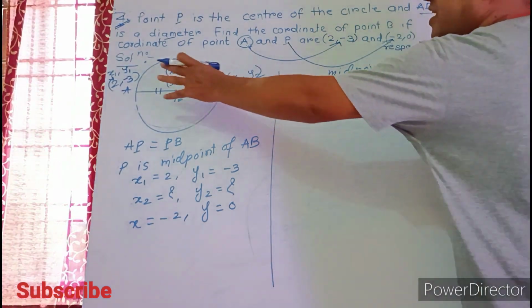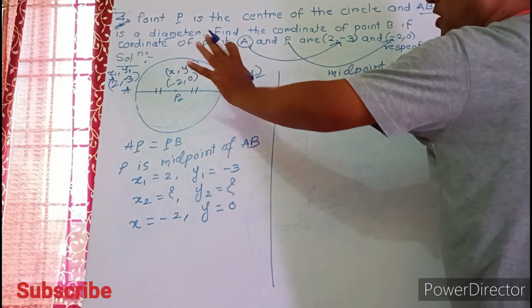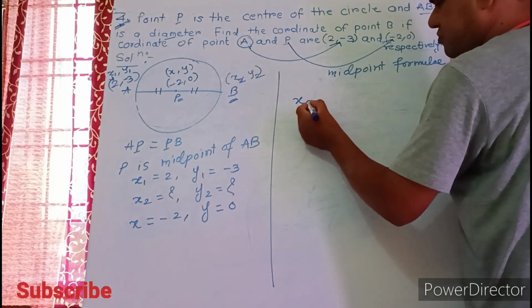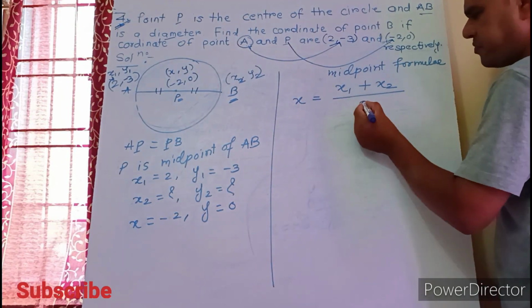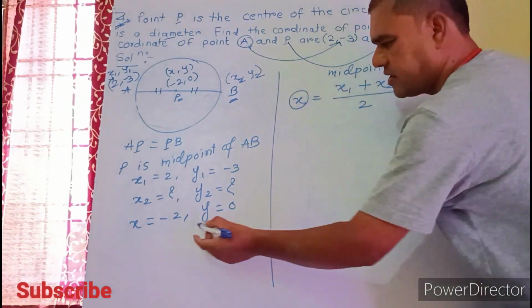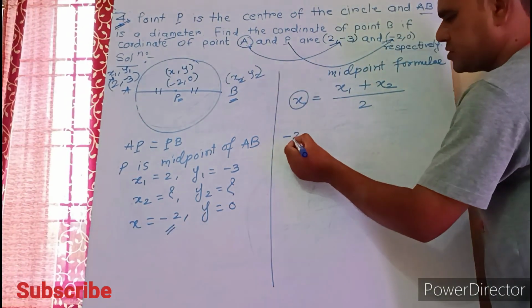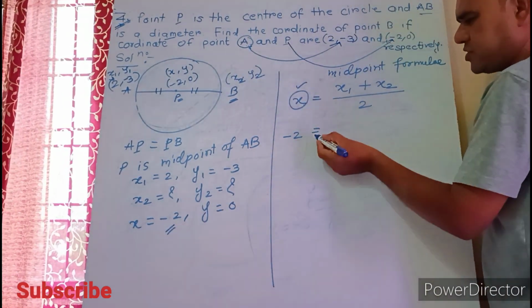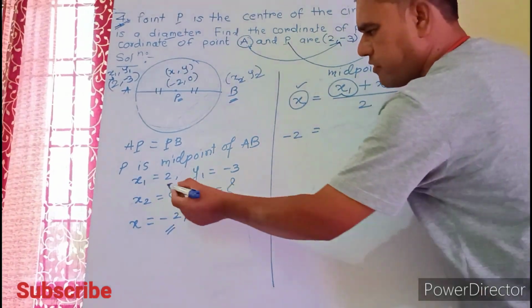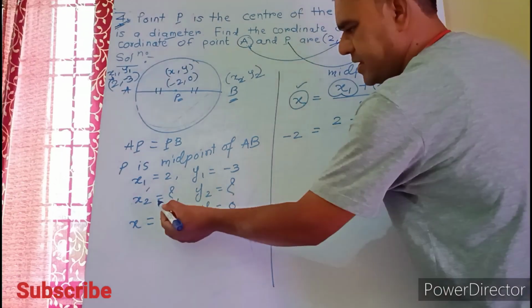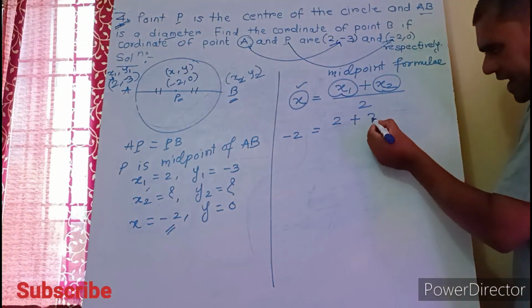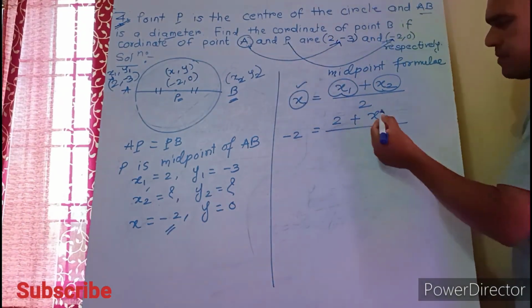if x1, x2 are the points, then the midpoint formula will be x equals x1 plus x2 divided by 2. The value of x is minus 2. Put minus 2 instead of x. The value of x1 is 2, plus, as it is, the value of x2, which is a question mark. Therefore put x2 as it is, divided by 2.